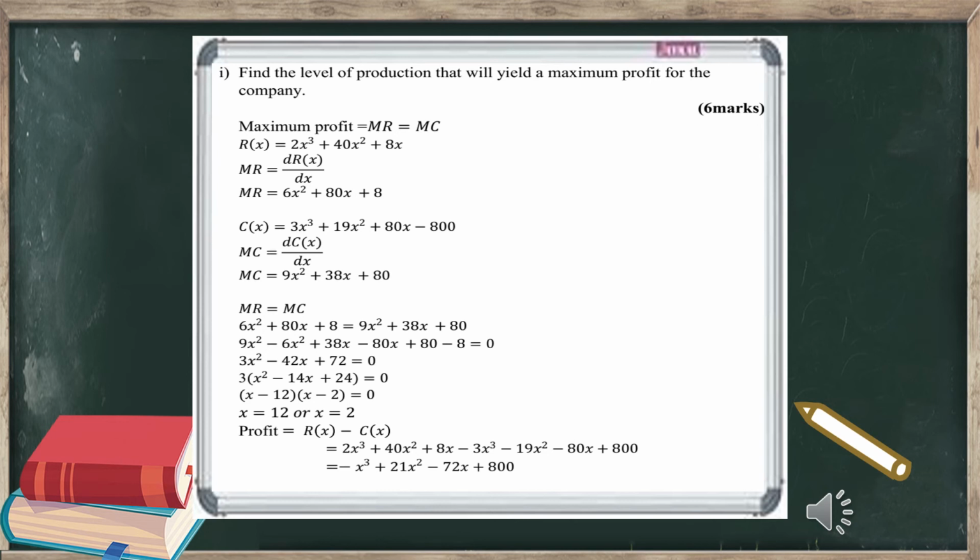How to find profit? Profit we will get when revenue minus cost. So we have the revenue function 2x power of 3 plus 40x squared plus 8x, and the cost function 3x power of 3 plus 19x squared plus 80x minus 800, and then we got the final answer for profit is negative x power of 3 plus 21x power of 2 minus 72x plus 800.